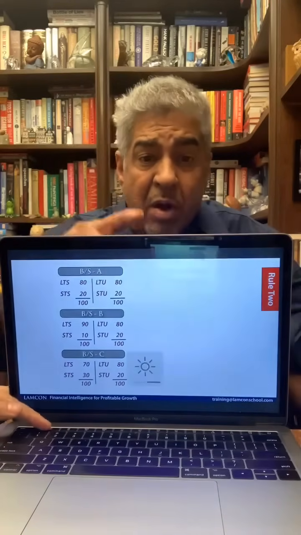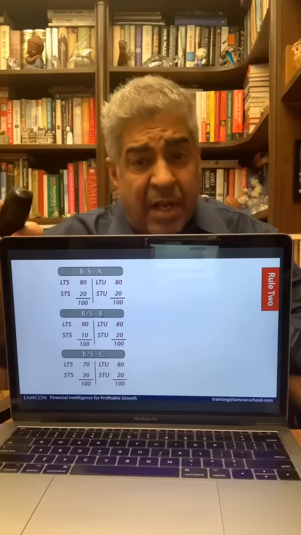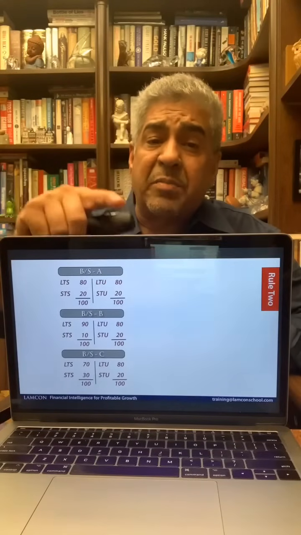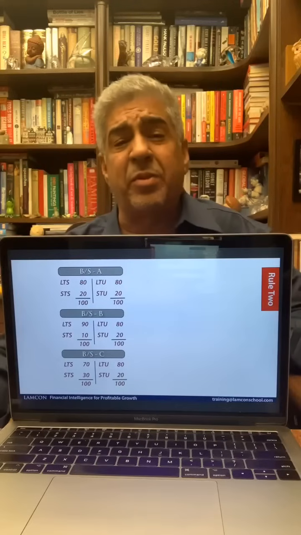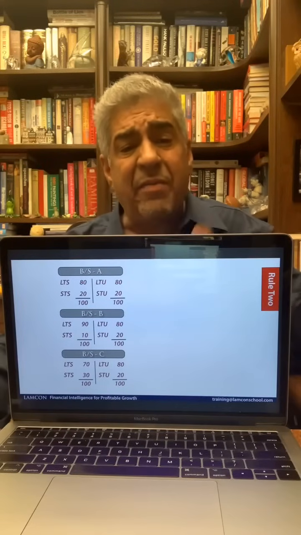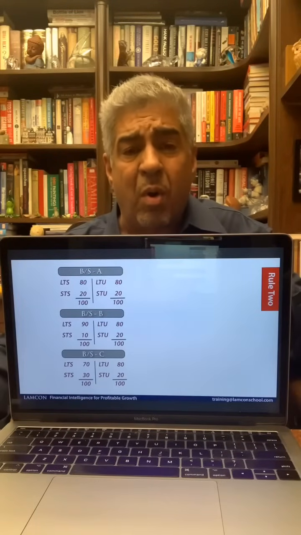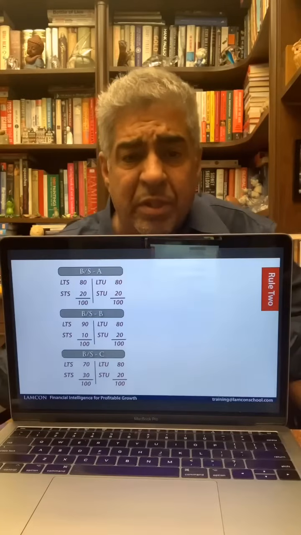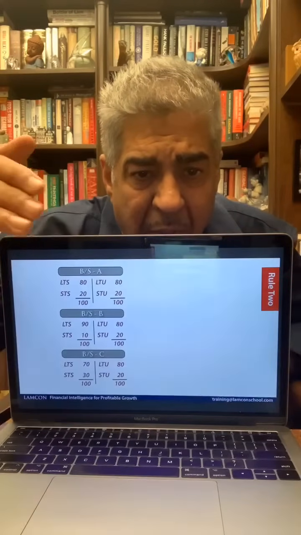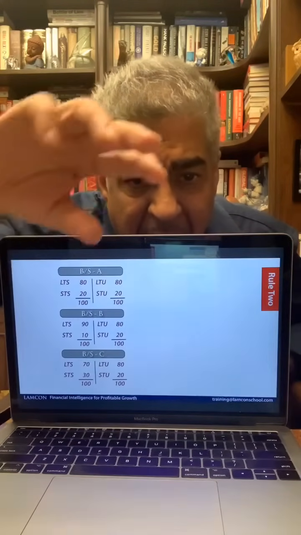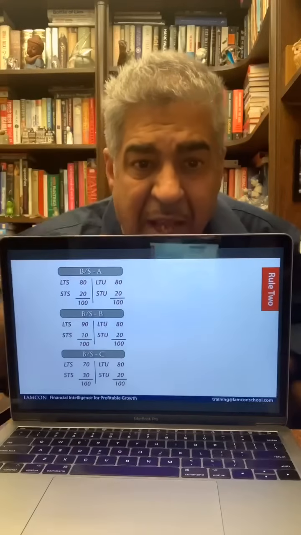Where the long-term sources are lesser than long-term users and short-term sources are greater than short-term users, we will call it B. And when long-term sources are more and short-term sources, other way around. My problem is right now all your comments are coming on the balance sheet. So far as I am concerned, I missed it.